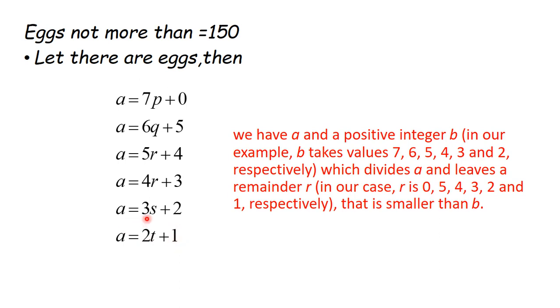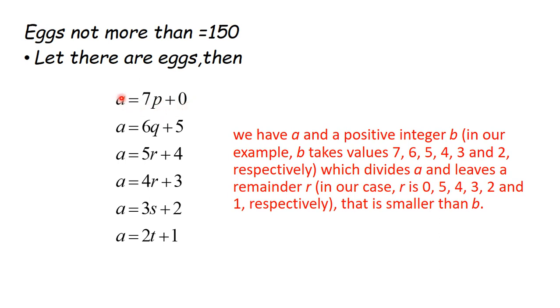Similarly, if I counted in 3, I will get remainder 2. If I counted in 4, remainder is 3. If I counted in 5, remainder is 4. If I counted in 6, remainder is 5. If I counted in 7, remainder is 0. So which is the same thing that we have done earlier.